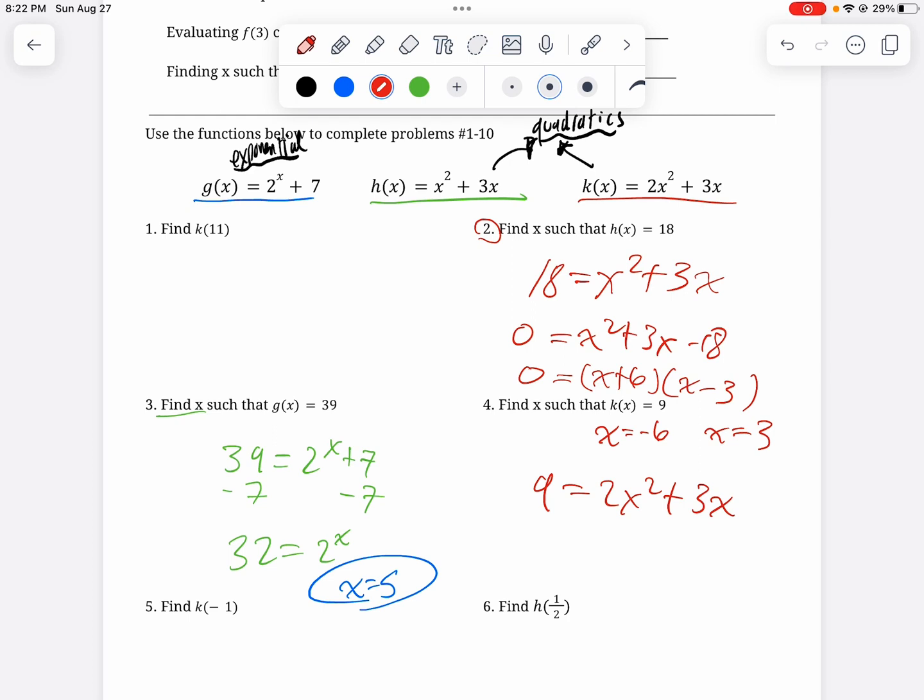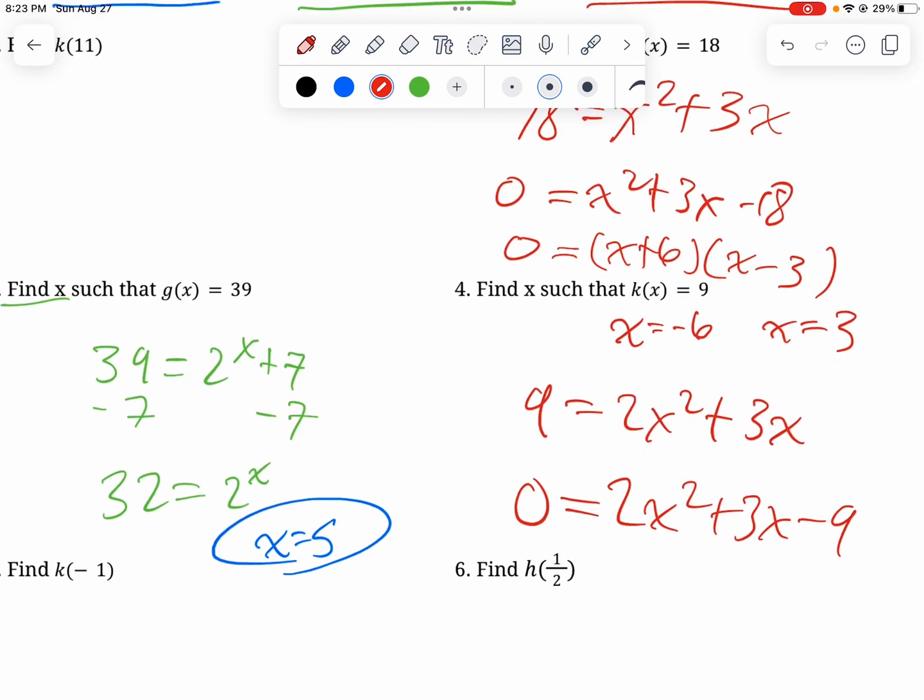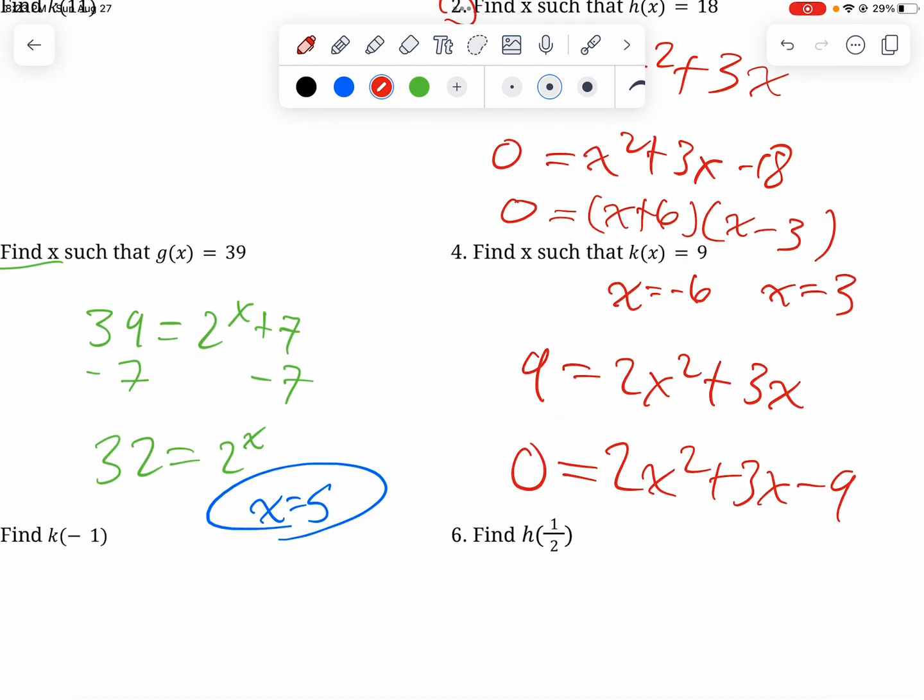Quadratic, I can't use square roots. I'm going to move it all over to the same side. Now the factoring we have to use here is different. Why? Because we have a leading coefficient that's not just 1. So instead of having an x squared, we have a 2x squared. Okay? I'm going to show you 2 different ways to do this.